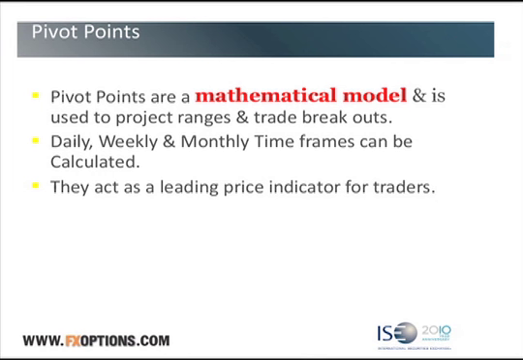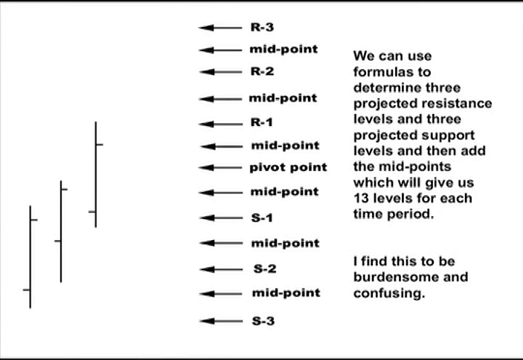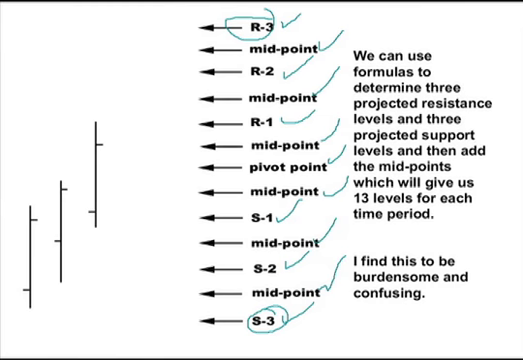Now, there's a lot of folks that are using pivot analysis, and you will find that people talk about R3, and then they talk about the midpoints, and then you have R2 and another midpoint, and R1 and midpoint and pivot point and midpoint, and then the first target of support, and then the midpoint, and the second target of support, and another midpoint, and then finally S3. So you can go from S3 to R3 and everything in between. Quite frankly, I find this, as I've written here, burdensome and confusing.